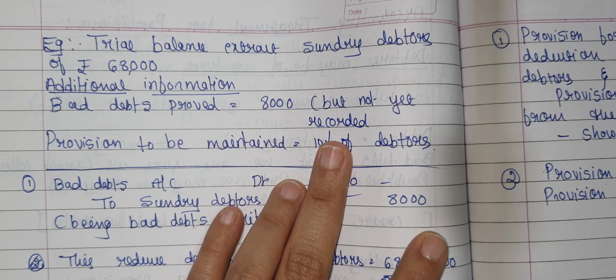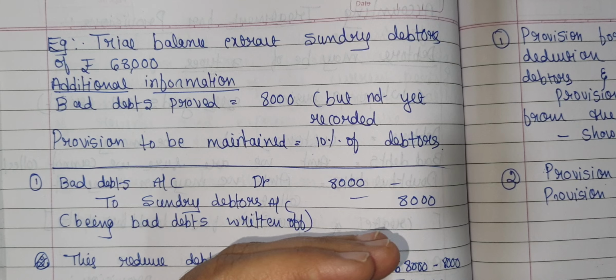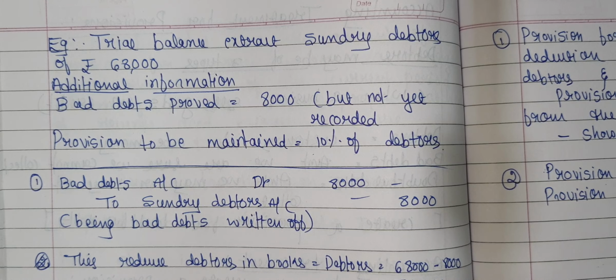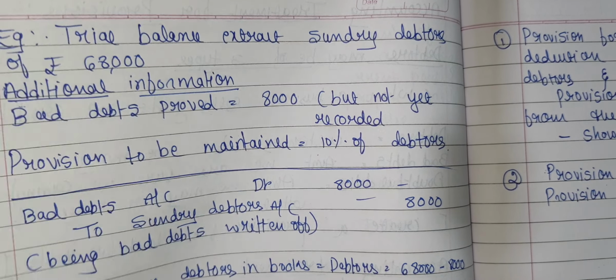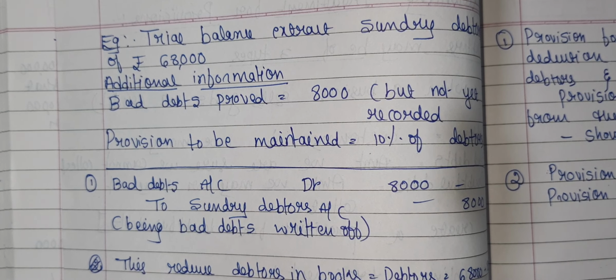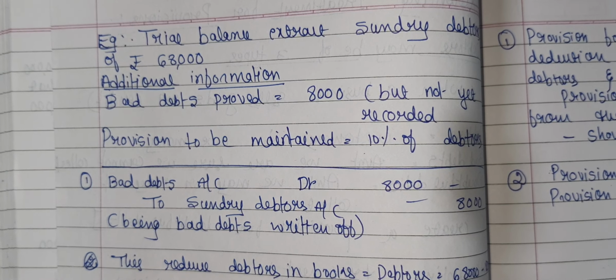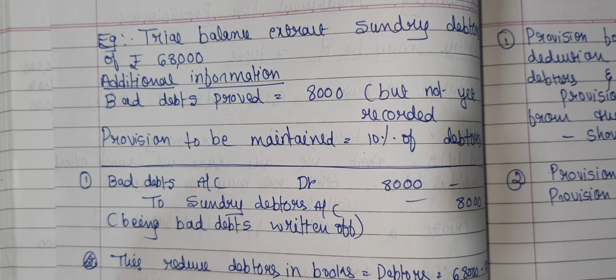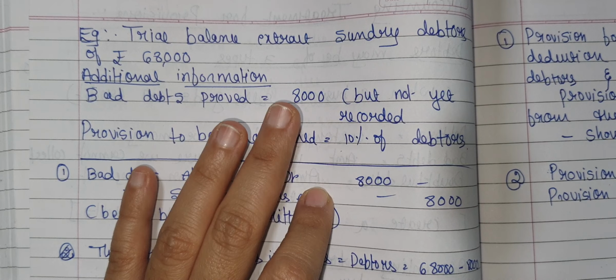Bad debts proved. What does it mean? Bad debts proved means after repeated reminders, you find that the debtor's balance sheet is closed and the money is not yet collected. Bad debts means the amount we are sure we cannot collect, meaning after repeated reminders they have not paid the amount. So what do we have to do now? We have to write off this amount of rupees 8,000.